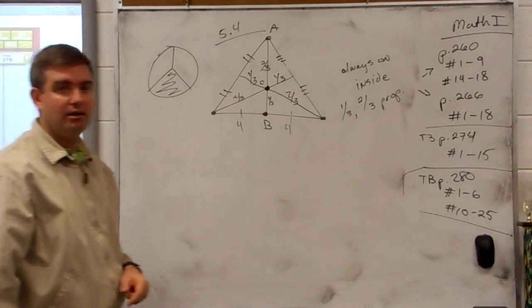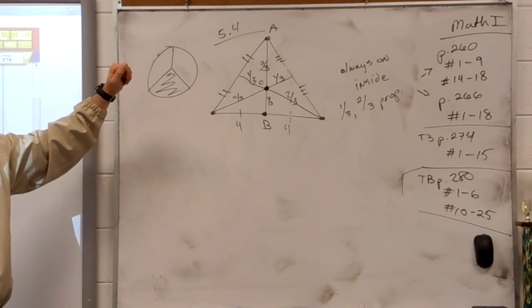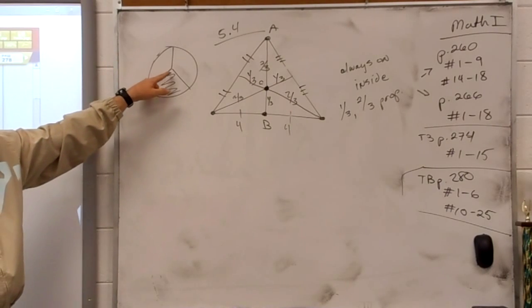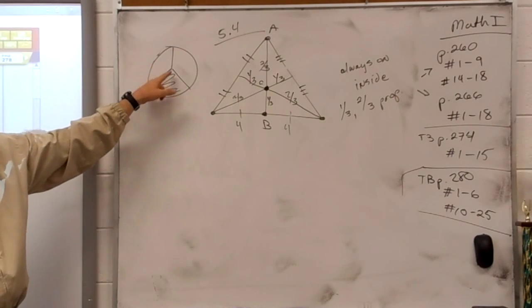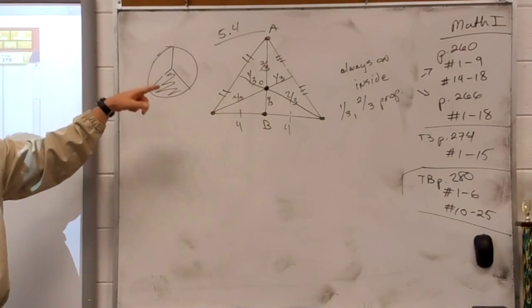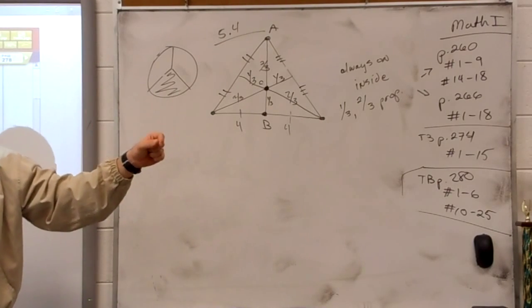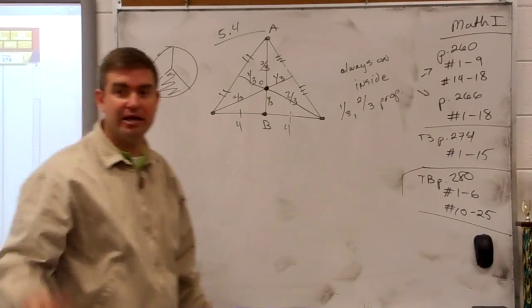An aside question: how far is it all the way around the circle? How many degrees all the way around the circle? 360. So what would each one of these angles have to be if they were equal and they added up to 360? 120, 120, and 120. All three would have to be 120.